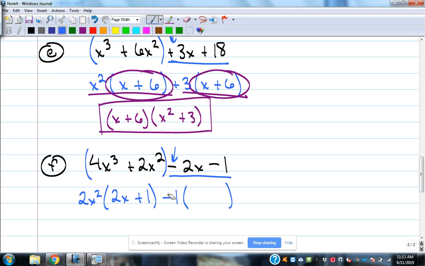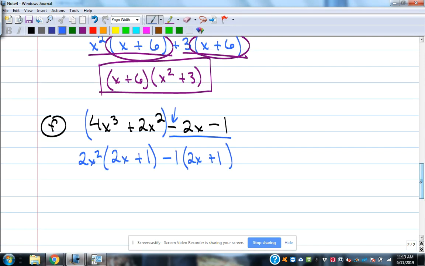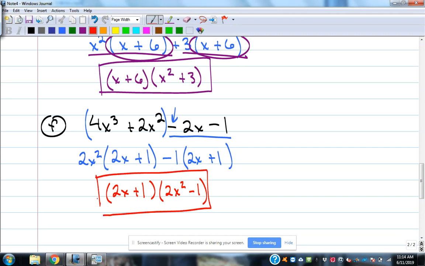What times negative 1 would get me negative 2x? Positive 2x. What times negative 1 would get me negative 1? Positive 1. What happens? Look at the parentheses. Do they match? Yes. If they don't match, this is not working. They have to match. And that's where that sign in the middle is super important. So then your final answer, the matching factor is 2x plus 1. The stuff in front, 2x squared minus 1. We factor that by grouping.